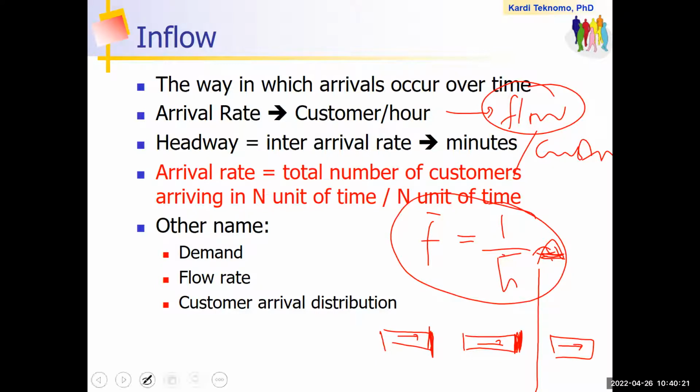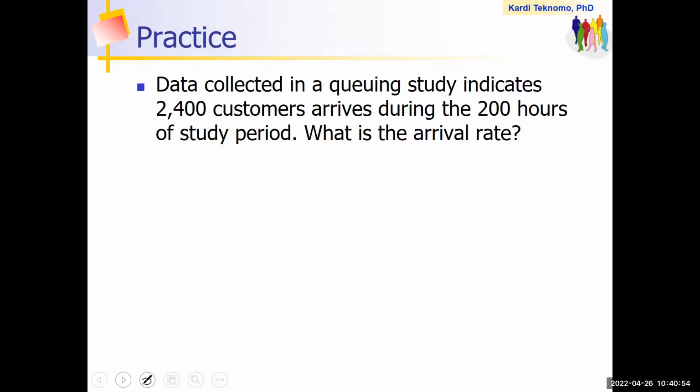Is it clear now? So the arrival rate is the total number of customers arriving in n unit time divided by n unit time. Inflow, another name is demand. Customer arrival distribution, flow rate, arrival rate, they have the same meaning. Just be careful with the units. If it is per hour, all the others must be per hour. If they are per minute, all must be per minute. Clear?